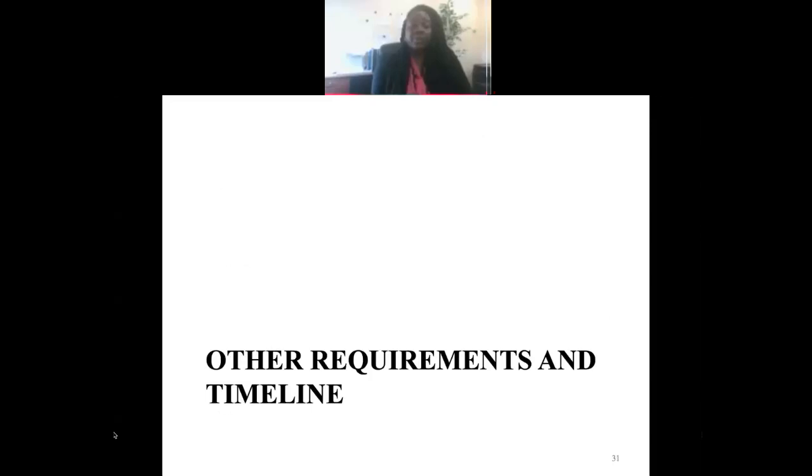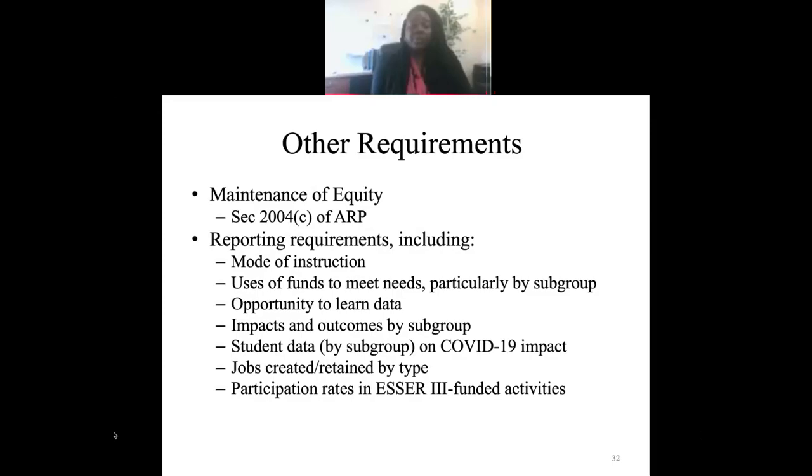Now let's talk about some other requirements and some timelines. Under the ARP, there is something that is brand new that Nancy Williams will talk about here in a little bit, but I encourage you, your superintendents, CFOs, your attorneys, to go and look at this particular section of the American Rescue Plan. And that is something called a maintenance of equity. We'll talk more about that, but that is an assurance that you have to agree to in receiving the funds. And one of the complexities here is that the U.S. Department of Education has yet to put out guidance on defining what really, how they're going to operationalize what this maintenance of equity is.